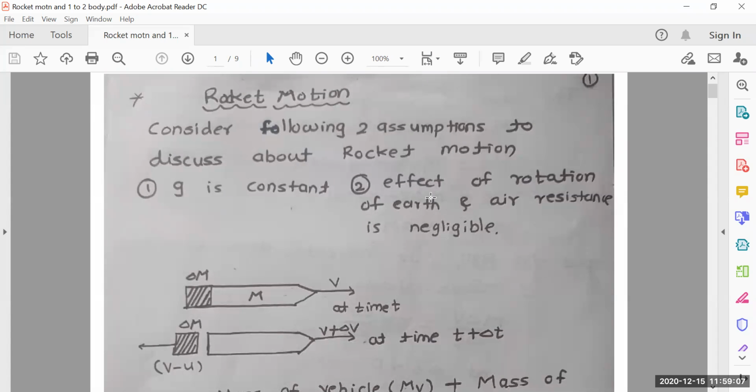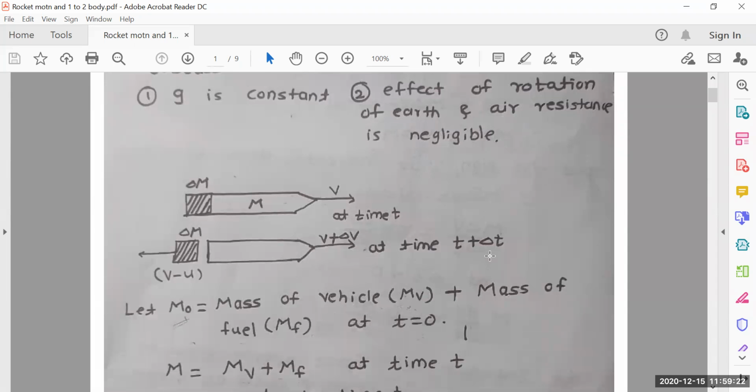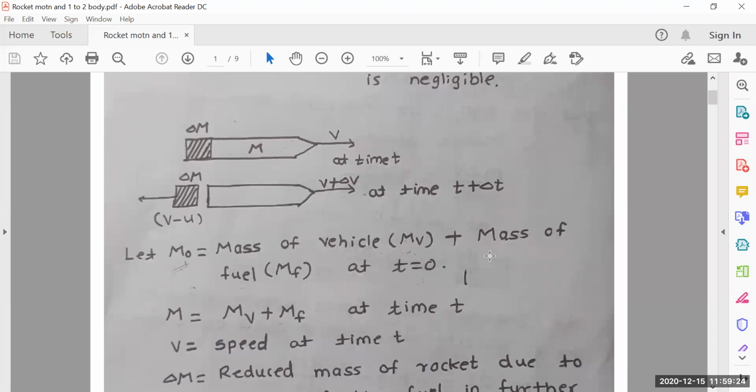Then again, we have to consider that the effect of rotation of Earth on rocket motion is negligible, and air resistance, which may oppose the motion of the rocket, is also negligible. We have to consider these two assumptions. Okay. Now we'll go through the derivation.